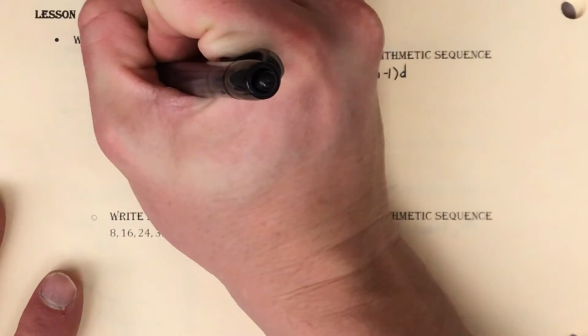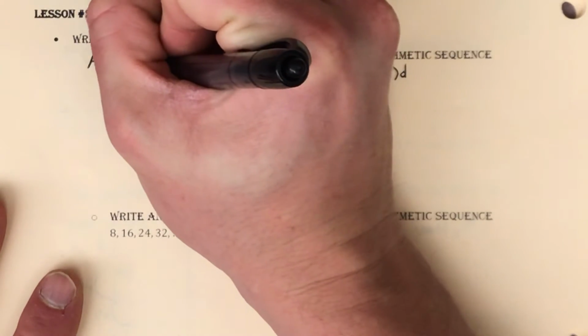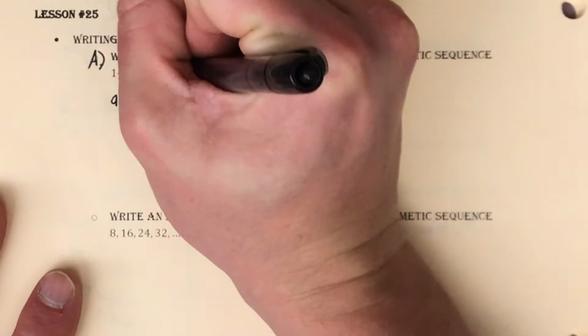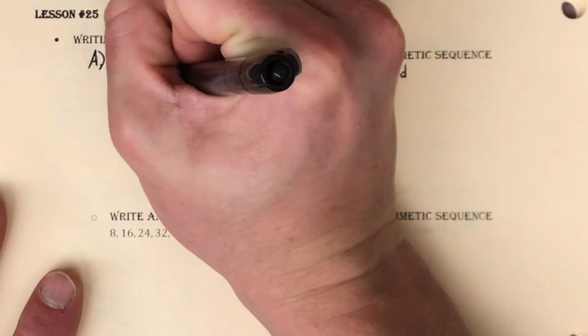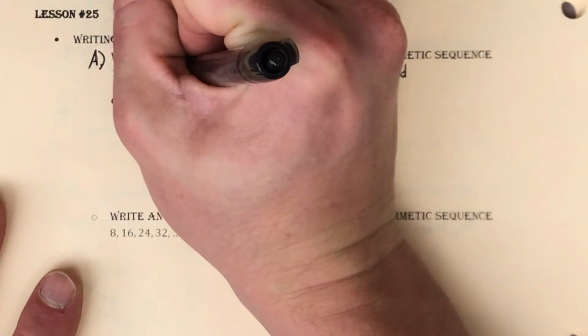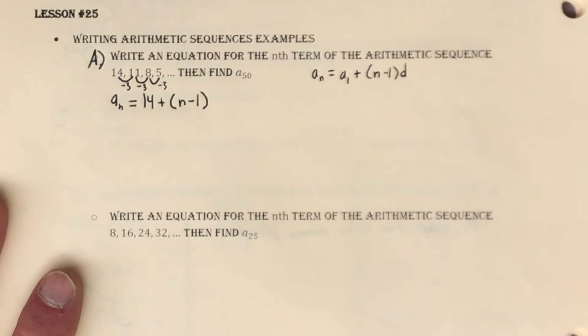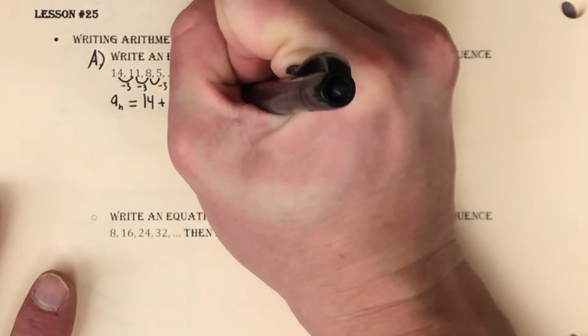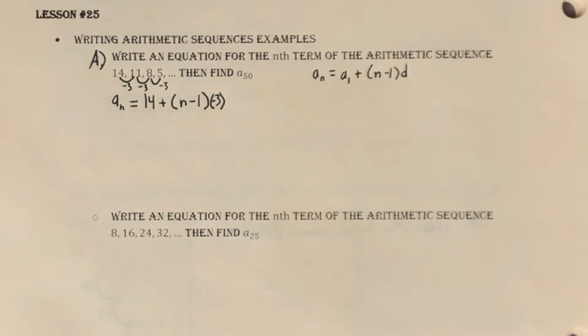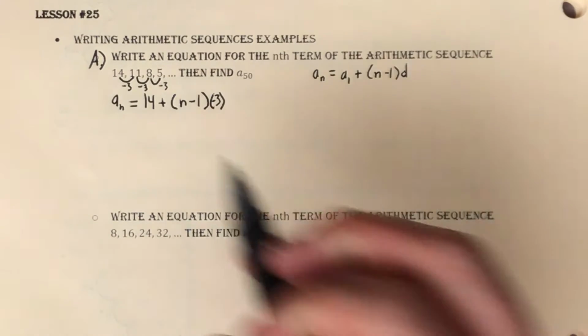So 14, to move from the first term to the second term, I needed to go from 14 to 11. I had to subtract 3. From the second term to the third term, from 11 to 8, I had to subtract 3. And from the third term to the fourth term, to go from 8 to 5, I had to subtract 3. So the common difference was -3. So I'm going to plug that information in right here. And remember that that is multiplying, so I'm going to put it in parentheses, -3. So that is how we write the equation of the nth term of an arithmetic sequence that they gave us.